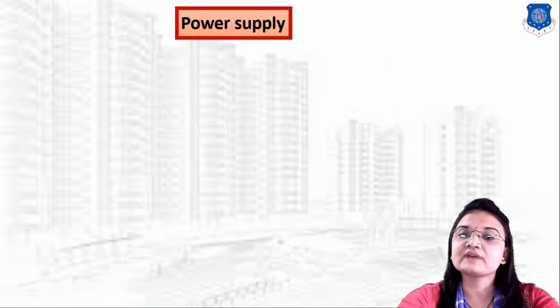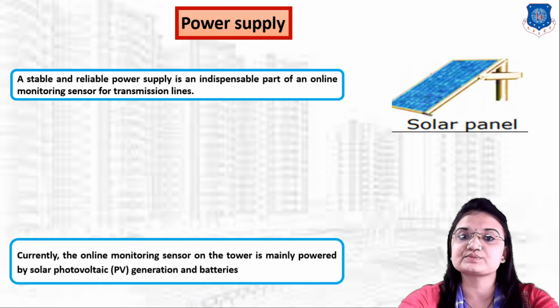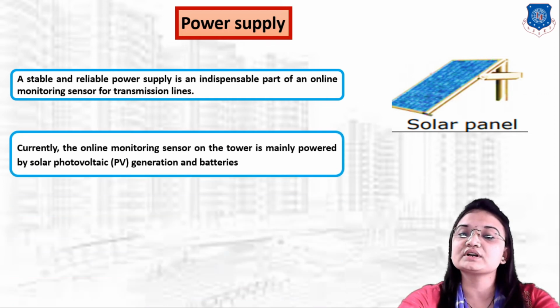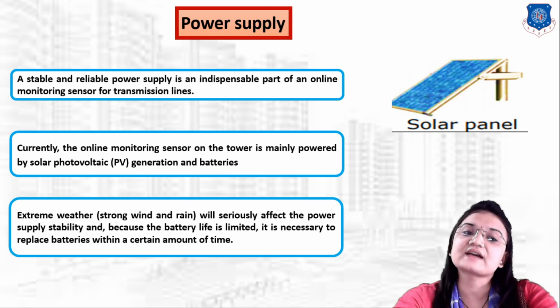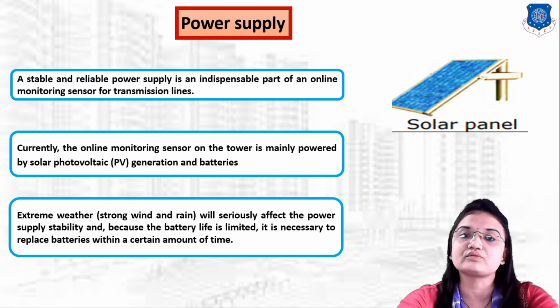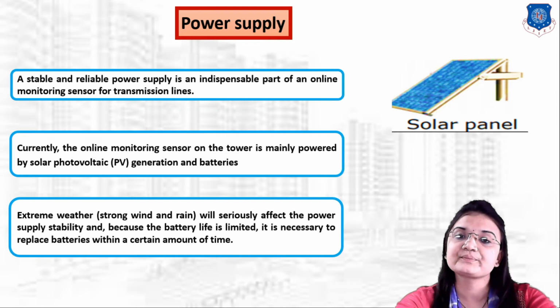Now next one is power supply. A stable and reliable power supply is a key part of online monitoring sensors for transmission lines. Currently, the online monitoring sensor on the tower is mainly powered by solar photovoltaic generation and batteries. But extreme weather will seriously affect the power supply stability, because the battery life is limited. So it is necessary to replace the battery within a certain amount of time. These are the common methods of sensor measurement, and with the help of these methods, we can easily measure the sensor.